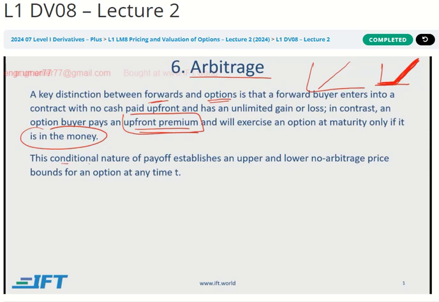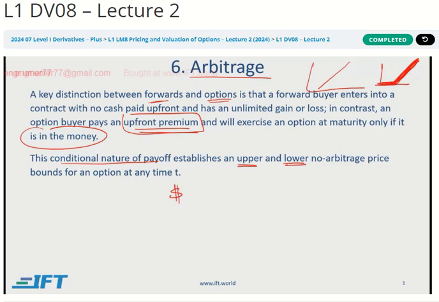So there is a conditional nature of payoff, which means if it is in profit, then they will get the profit. If it is in loss, then they are not going to exercise, which means that there is going to be an upper and lower no arbitrage price bound for any option at any given point in time. Now, what does that mean?